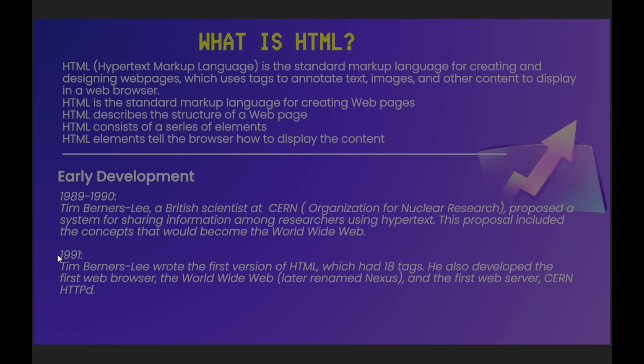Okay, and how it started, let's see. In 1991, Tim Berners-Lee wrote the first version of HTML. So he wrote in 1991, okay, the first version of HTML, and there were only 18 tags. He also developed the first web browser, the World Wide Web, later renamed Nexus, and the first web server is CERN HTTPd. Okay. Having said this, let's move towards the next page.